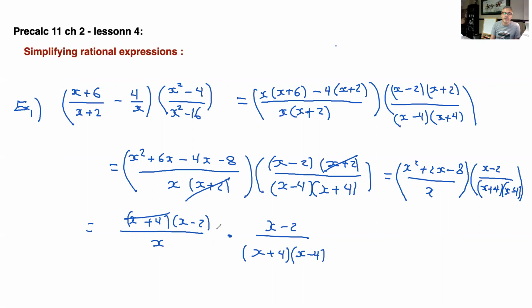Now this will reduce with this, and therefore my final answer is x minus 2 squared, because of these two multiplied into each other, over x. And this question is done.